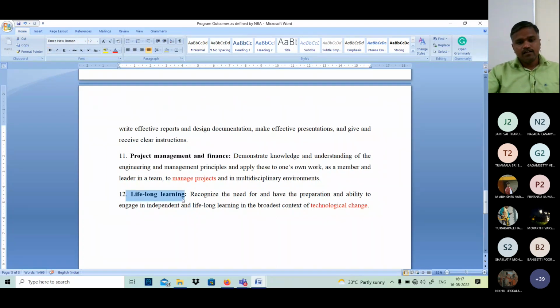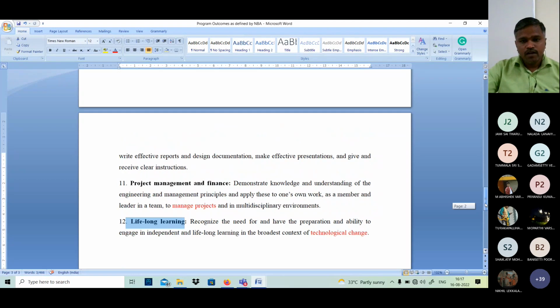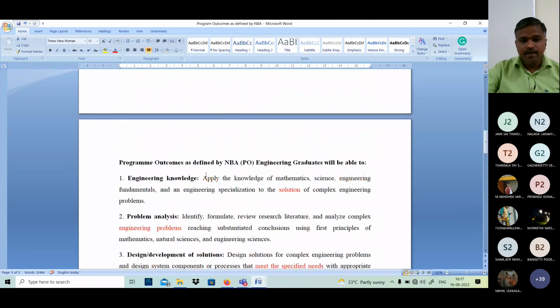And lifelong learning. Here, some of the courses, for example, the Java programming language, may be useful for your software engineer career. So the 12th program outcome is lifelong learning. These program outcomes will be attained by each and every student when he is coming out from the university or college. That is the thing.